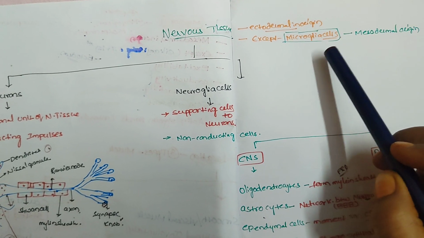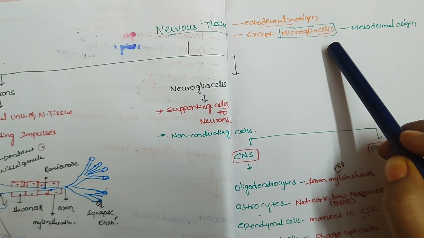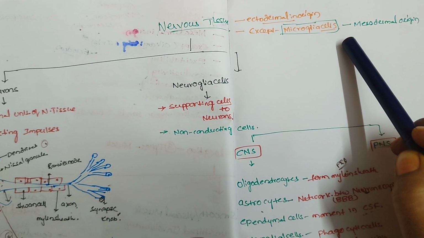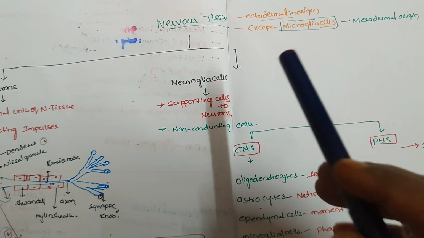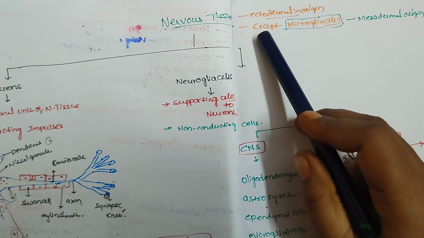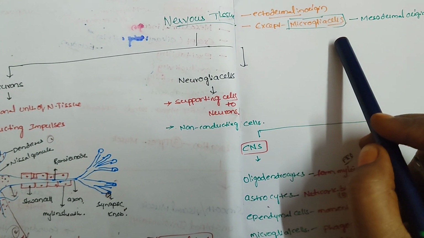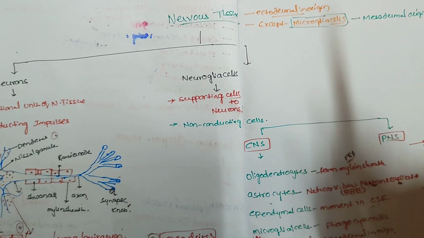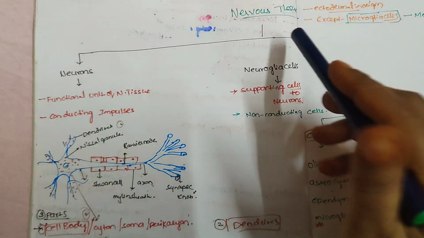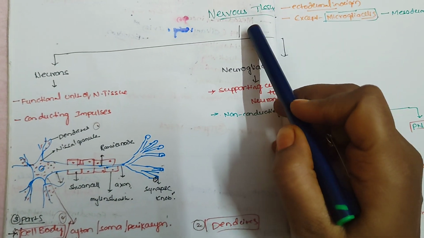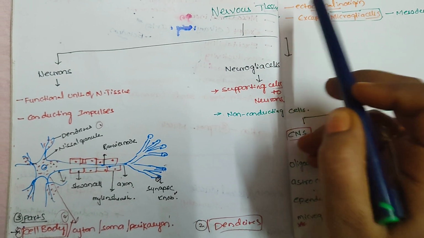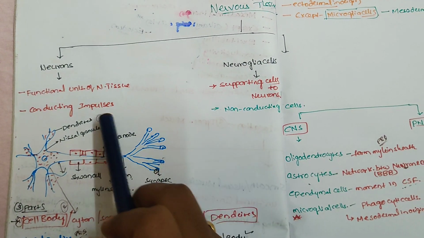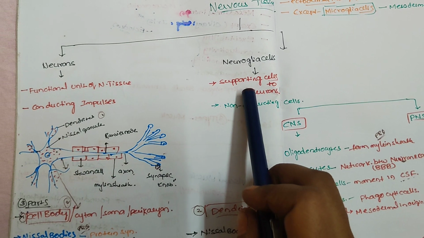But except microglia cells, these cells originate from mesoderm. Wherever there is an exception, that is an MCQ for NEET and MCET, so you have to be very careful in the exceptional cases. Here tissue means a group of cells. Nervous tissue is made up of two types of cells, that is neurons and neuroglia cells.